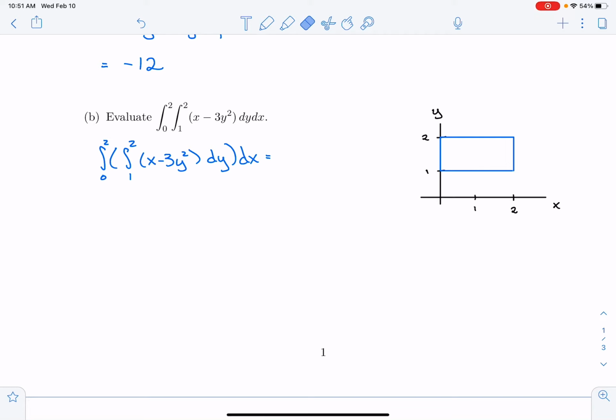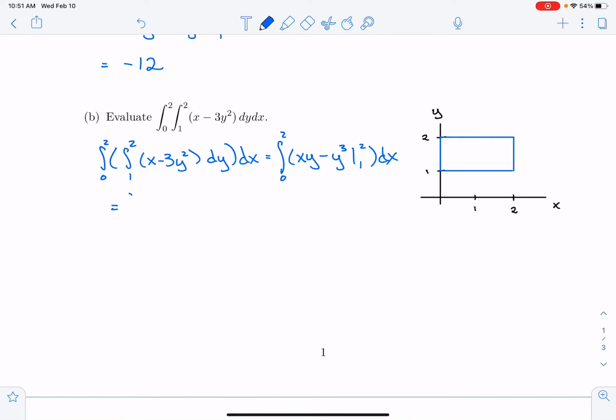Okay, so this is an integral from 0 to 2 of, okay, so I'm going to integrate the inside dy. So what am I going to get? Well, the integral of x, which is just a constant, dy, that's going to be xy. And then the integral of 3y squared, that antiderivative, is going to be y cubed. I want to evaluate that between 1 and 2, and then that whole thing is going to get integrated dx.